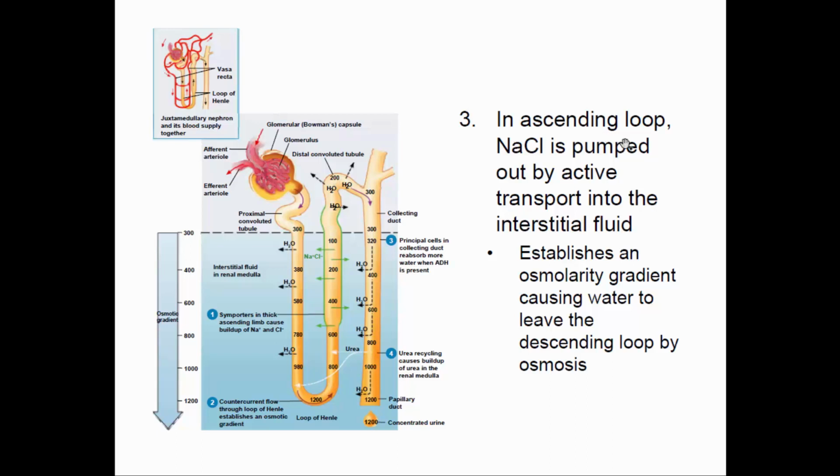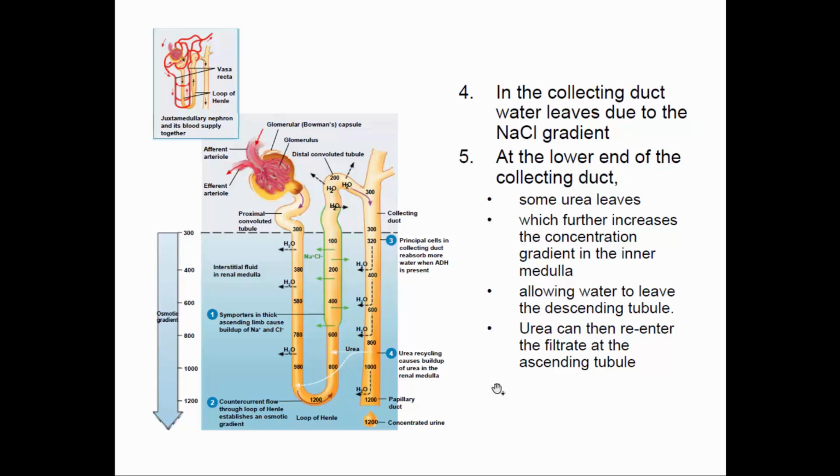Let me read this again. In the ascending loop, sodium chloride is pumped out by active transport into the interstitial fluid. It establishes an osmolarity gradient, causing water to leave the descending loop by osmosis. So we make the tissue salty, which sucks the water out of the descending limb. This is our countercurrent multiplier. So in the collecting duct, this is what all these tubes are emptying into, the water leaves due to the sodium chloride gradient.